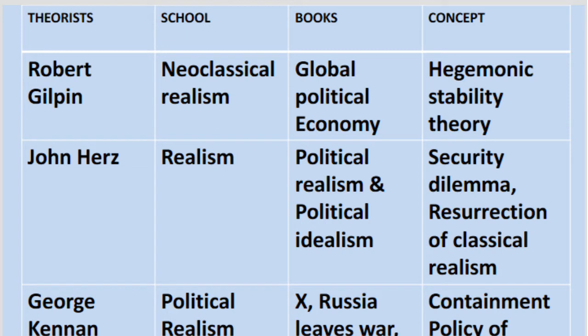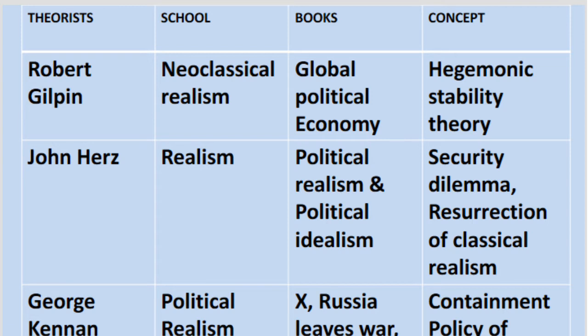Robert Gilpin. Robert Gilpin is a neoclassical realist and his major book is Global Political Economy. His important concept is hegemonic stability theory. John Herz. John Herz is also a realist. His important book is Political Realism and Political Idealism. The important concepts are security dilemma, resurrection of classical realism.